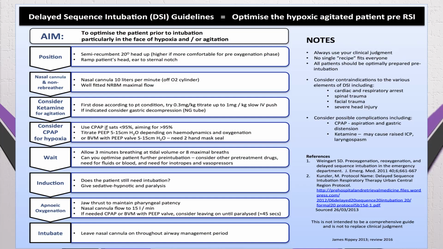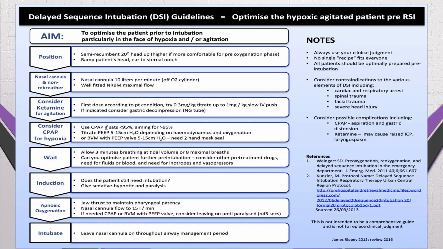that abolishes the agitation and causes sedation without abolishing spontaneous breathing. Start with ketamine. First, start with a low dose according to your patient's condition. Try 0.3 milligram per kilogram, titrated up to 1 milligram per kilogram, slowly intravenous.